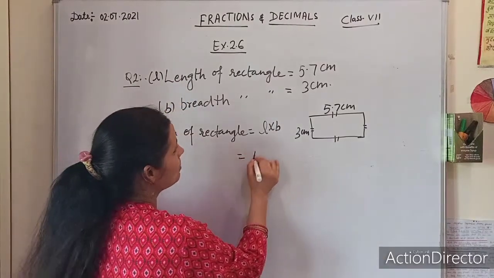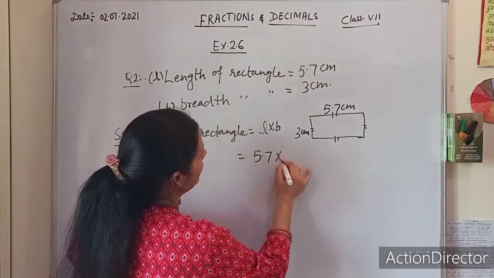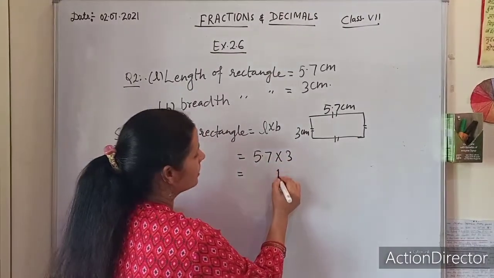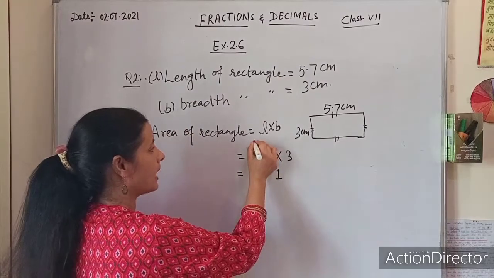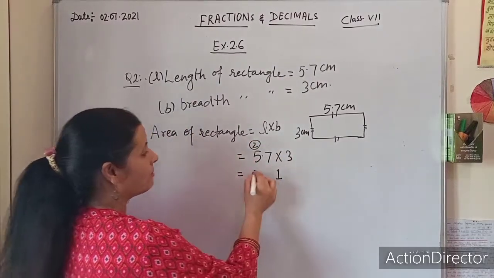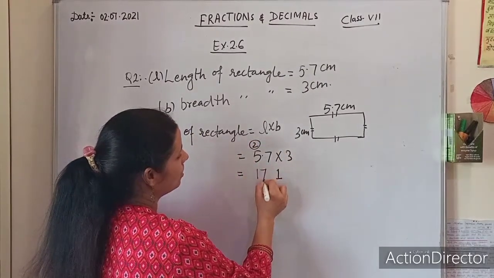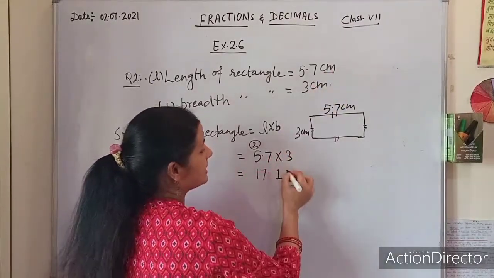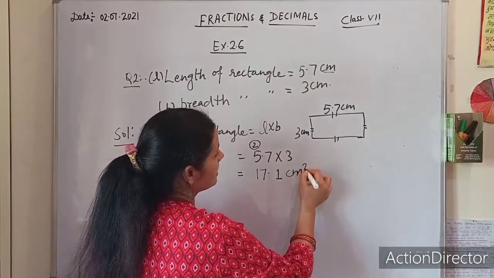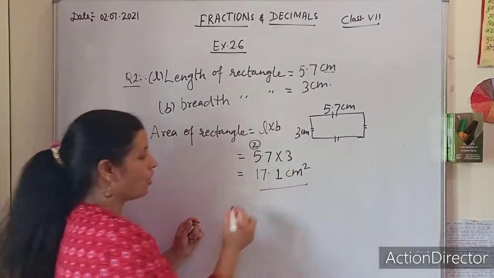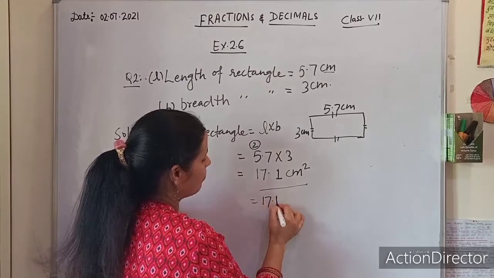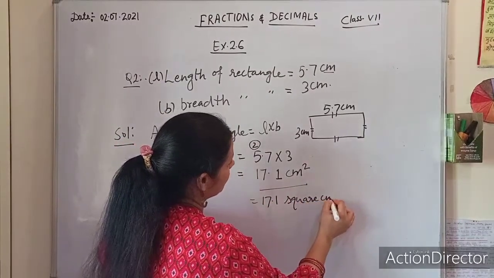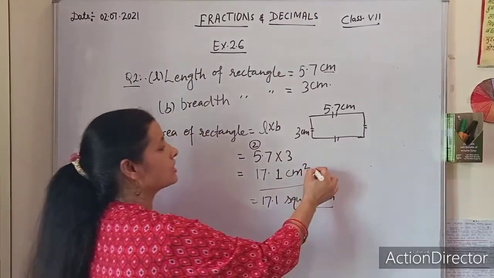So it equals 5.7 into 3. Now multiply these two numbers. 3 sevens are 21, 2 is carry forward. 3 fives are 15, 15 plus 2 is 17. So 17.1. Unit is cm. Area is always measured in centimeter square, or you can write it as 17.1 square cm.